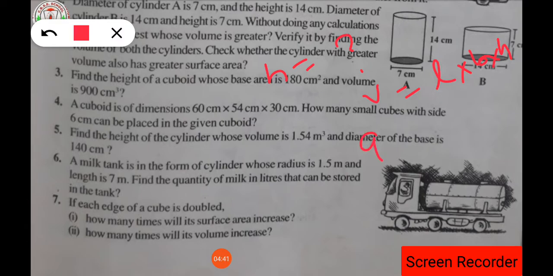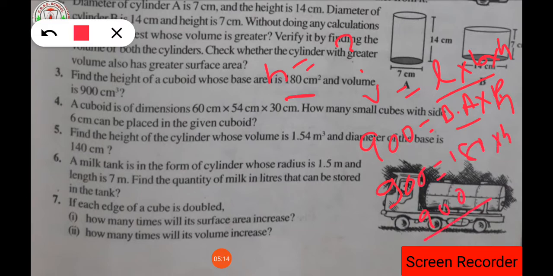So 900 centimeter cube is given as the volume, which equals base area into height. Here why are we writing base area? Because length and breadth together give a value of 180 centimeter square. That's why in place of L into B, we write base area, into H, the height we have to find. So 900 is equal to 180 into H. So 900 will be divided by 180.